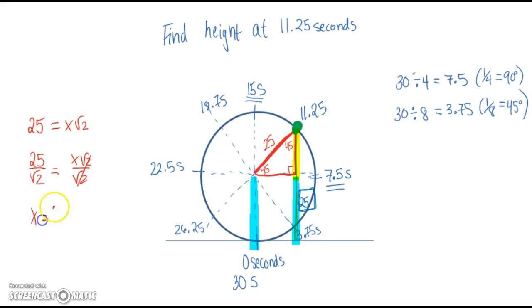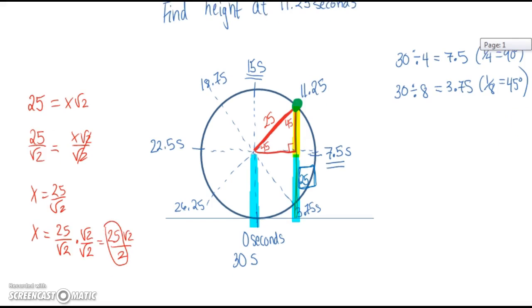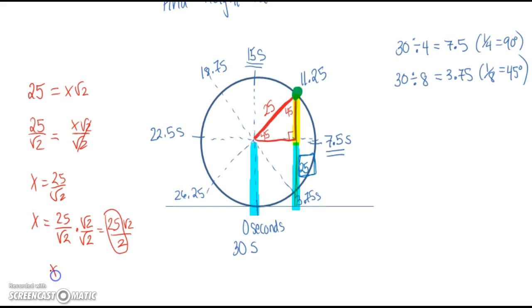And we get x equals 25 over root 2. And then we need to rationalize, because the root in the denominator tells us we're not fully simplified. So we're going to multiply numerator and denominator by root 2. We get 25 root 2 over 2. And because 25 and 2 are compatible, both of them are outside of the root symbol, you can divide and get 12.5 root 2 as the leg of our triangle.